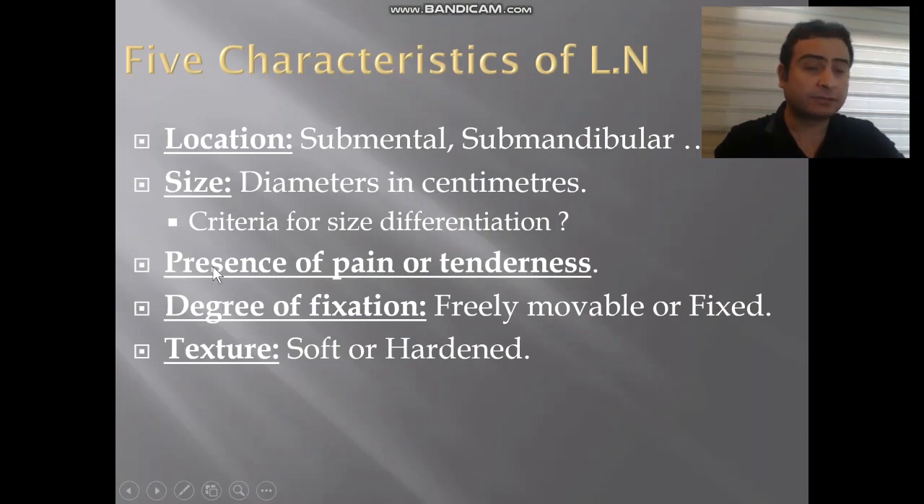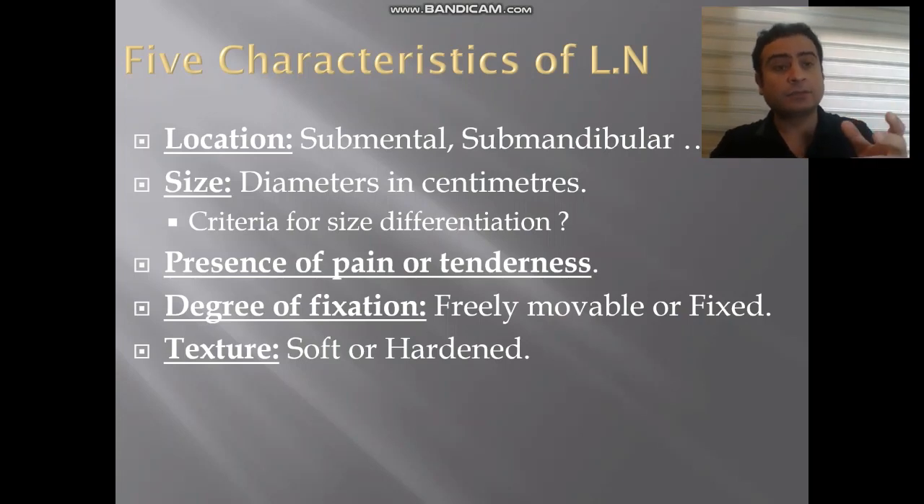The presence of pain or tenderness. If you have examined the lymph node and the patient feels pain, you record in your files an enlarged and tender lymph node. For example, enlarged and tender left submandibular lymph node. And then you would observe the degree of fixation, whether the lymph node is freely movable or fixed. A lymph node that is freely movable, enlarged and tender would give a hint about a lymph node that is enlarged due to inflammation, for example, a dental infection.